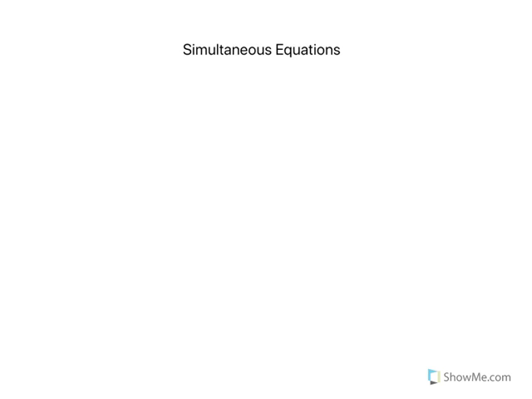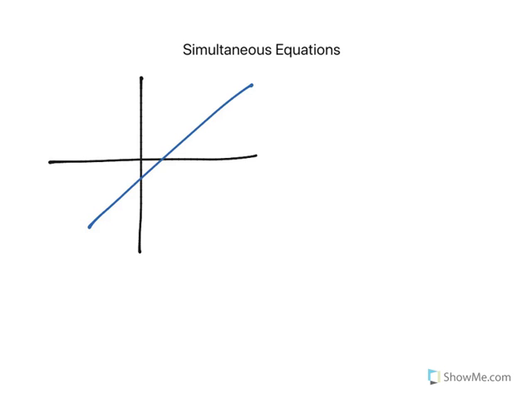Okay, in this lesson we're looking at what's known as simultaneous equations. Simultaneous equations are simply two equations, and because we're looking at linear ones, say we've got two equations that end up being a couple of straight lines like so, then the solution to the simultaneous equations tells us the point of intersection.